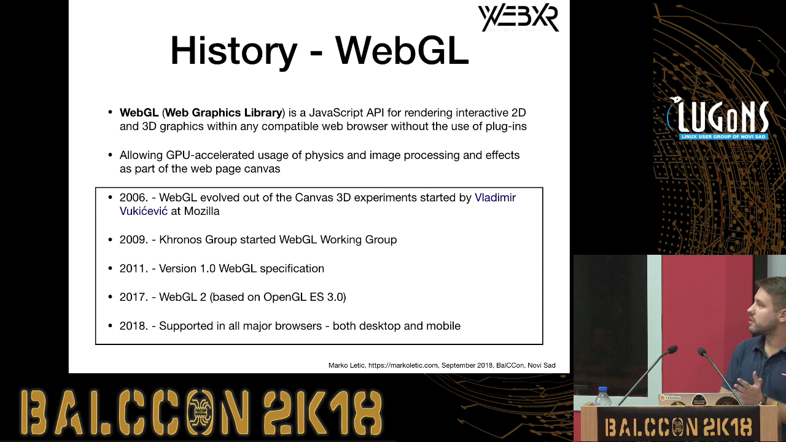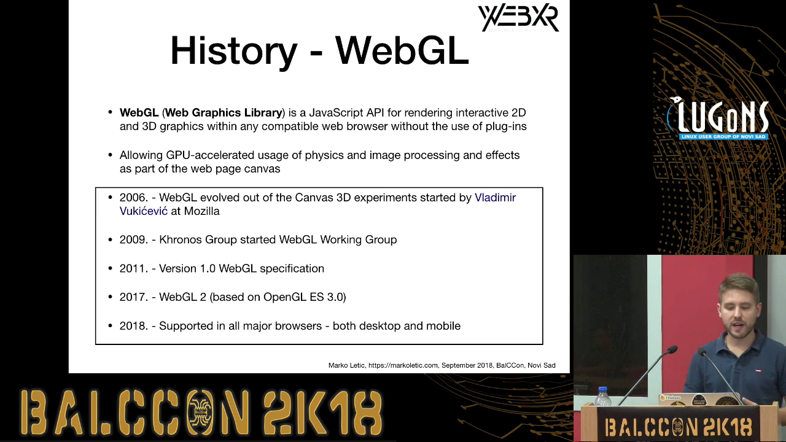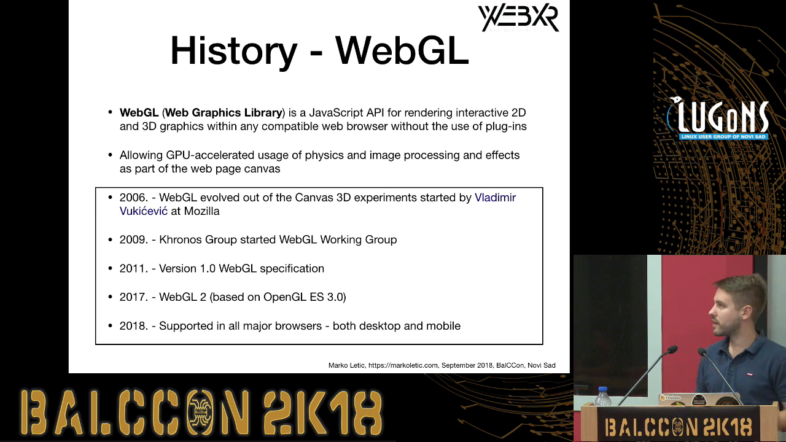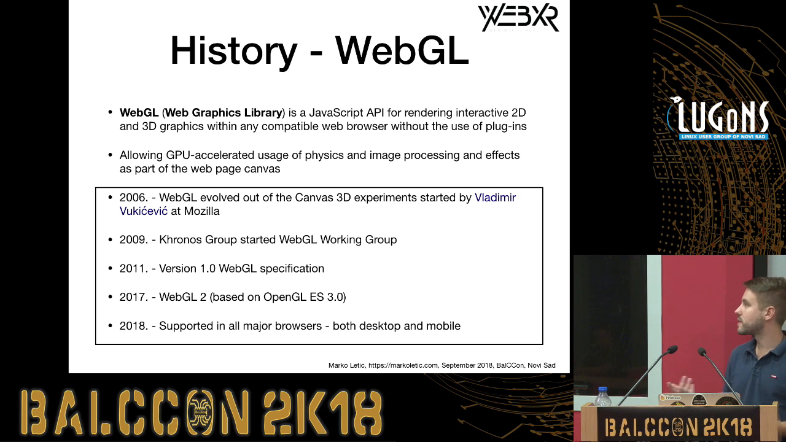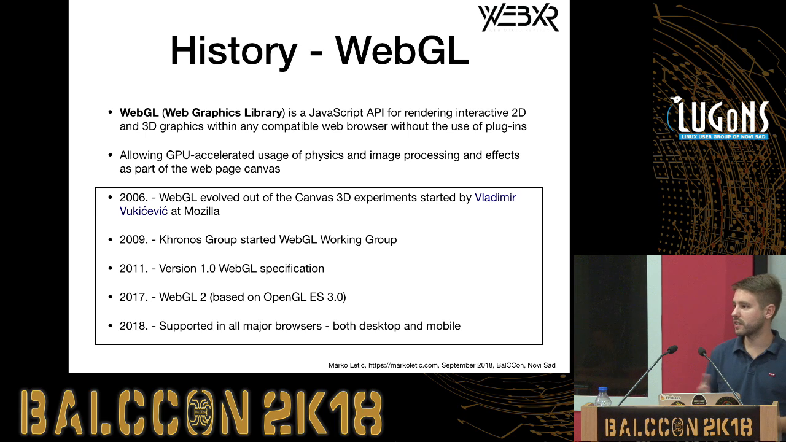So let's go to the story of how we ended up here. Basically, WebGL, or Web Graphics Library, is a JavaScript API. We need WebGL to be able to render 2D and 3D graphics within our web browsers. Basically everything we're going to show today is based on WebGL. So we have stacks upon stacks, but at the core of everything is WebGL. It allows us GPU-accelerated usage, so we can use things like physics, images, textures, whatever, and project them onto the web canvas.